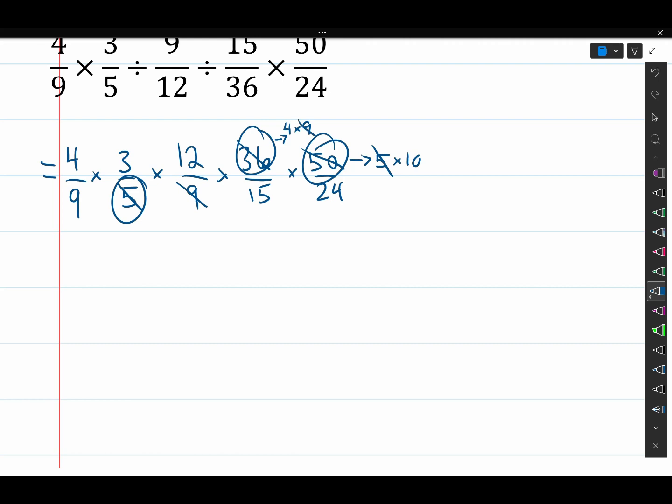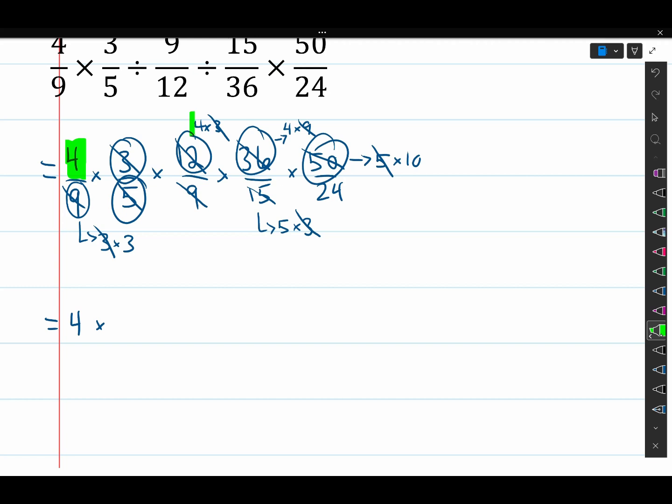And am I looking for anything else? Looks like I see a 3, and my 15 can be broken up into 5 times 3. So my 3's will cancel out. Again, I can break down this 12, can be seen as a 4 times 3. My 9 can be seen as a 3 times 3. So one of these 3's cancels with this 3 right here. And now this is getting really messy, right? So let's try rewriting it before we look for any more factors that we can cancel. So we're working with 4 times this 4 times this 4 times this 10.